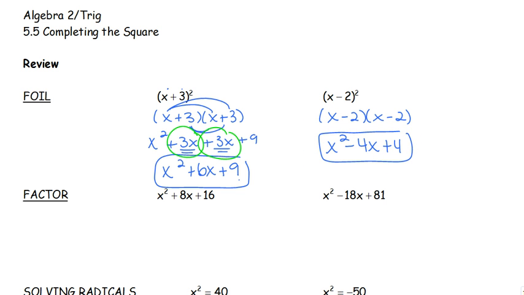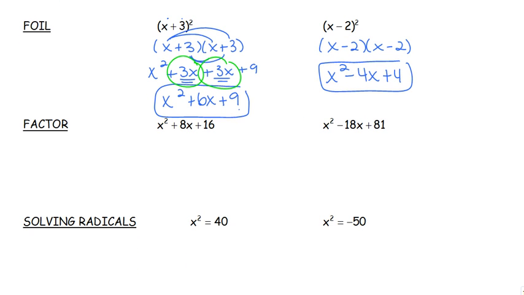Now that is foiling. The opposite of foiling is factoring. When we foil, we go from our factors to standard form. And when we factor, we go from standard form to our factors. So when we are factoring, we are looking for two numbers that multiply to the outside and add to the middle. So I'm going to break this up into its two factors. We see that we have a positive product and a positive sum. Therefore, we know that we've got a positive and a positive. And in this case, 4 times 4 is 16, and 4 plus 4 is 8.